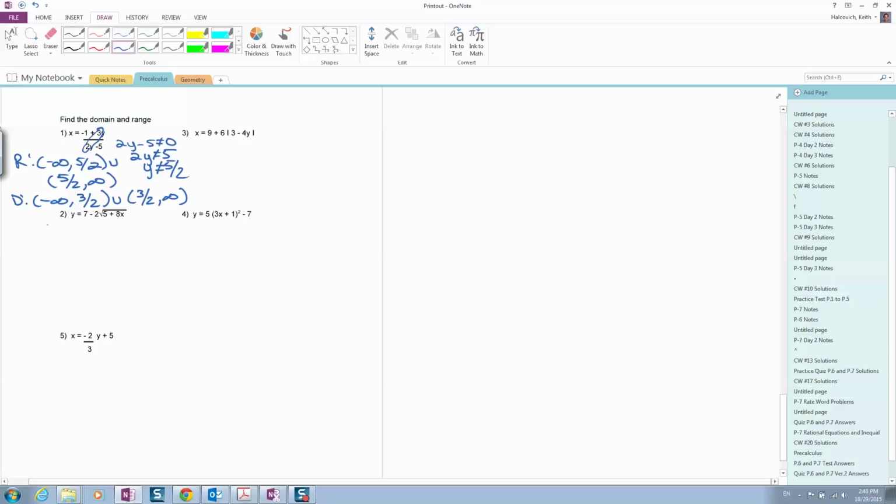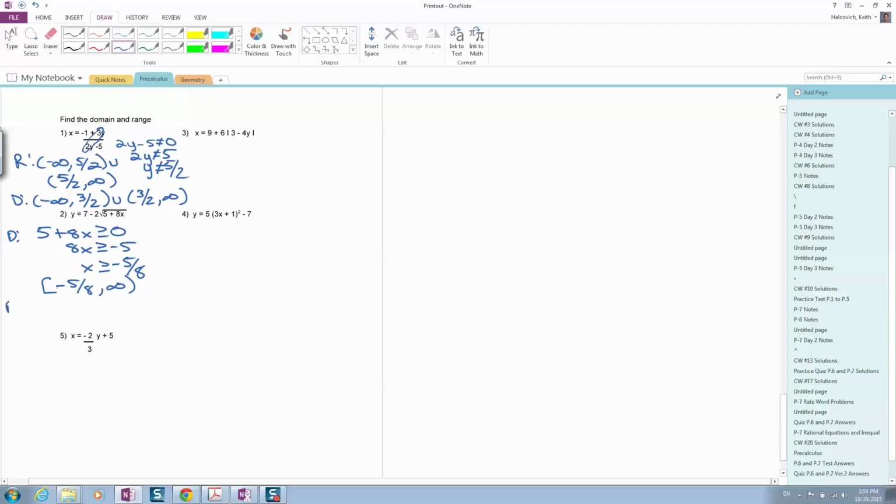For number 2, all right, looking at number 2, remember inside the radical, this is y equals, so the domain is going to be what's inside the radical, greater than or equal to 0. So we get 8x is greater than or equal to negative 5. X is greater than or equal to negative 5/8. All right, so the domain is from negative 5/8 to infinity.